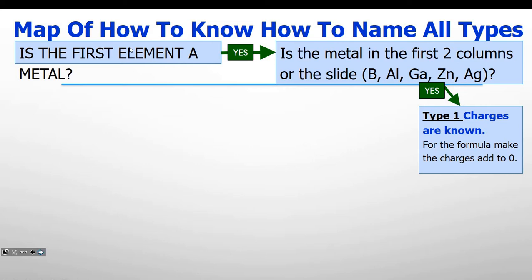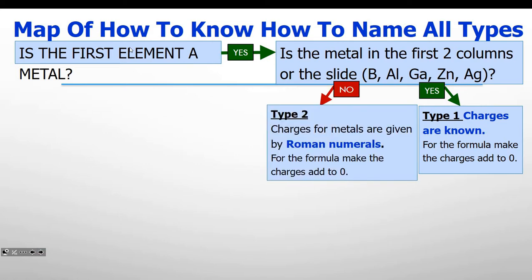If the answer to that is no, then we have type 2, and that's the type we have to use with Roman numerals.